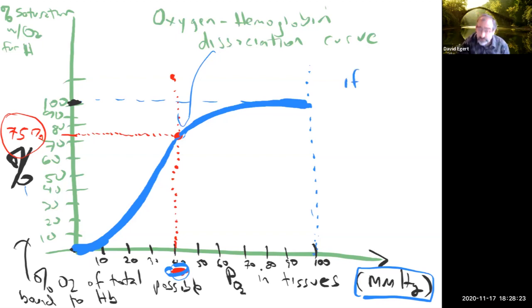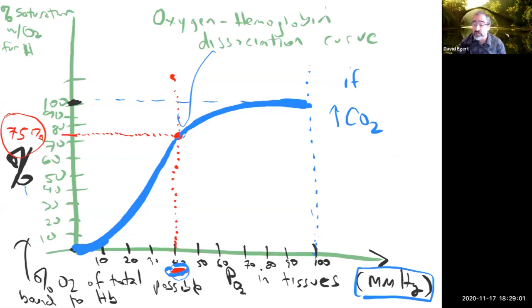So what kind of things are going to be happening in the tissues if there is a lot of metabolic activity? You're running a lot of cellular respiration and stuff. The partial pressure of oxygen in the tissues will drop, and you will need more oxygen. But what other things, what do you think? It's going to be more CO2. More CO2.